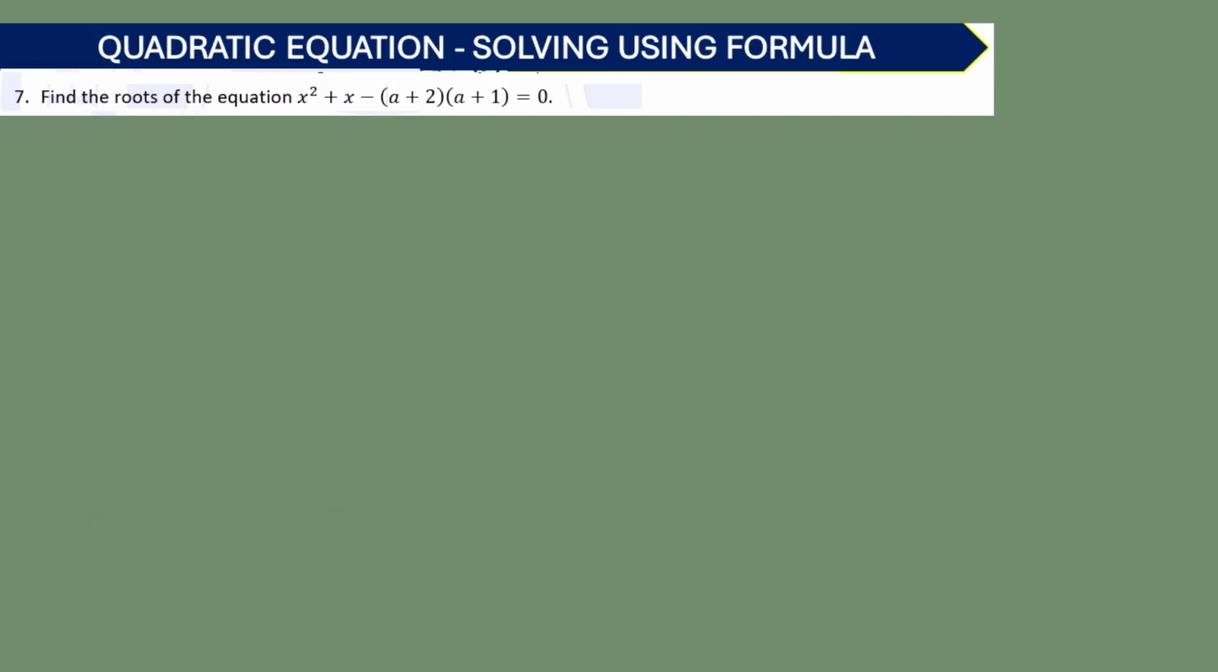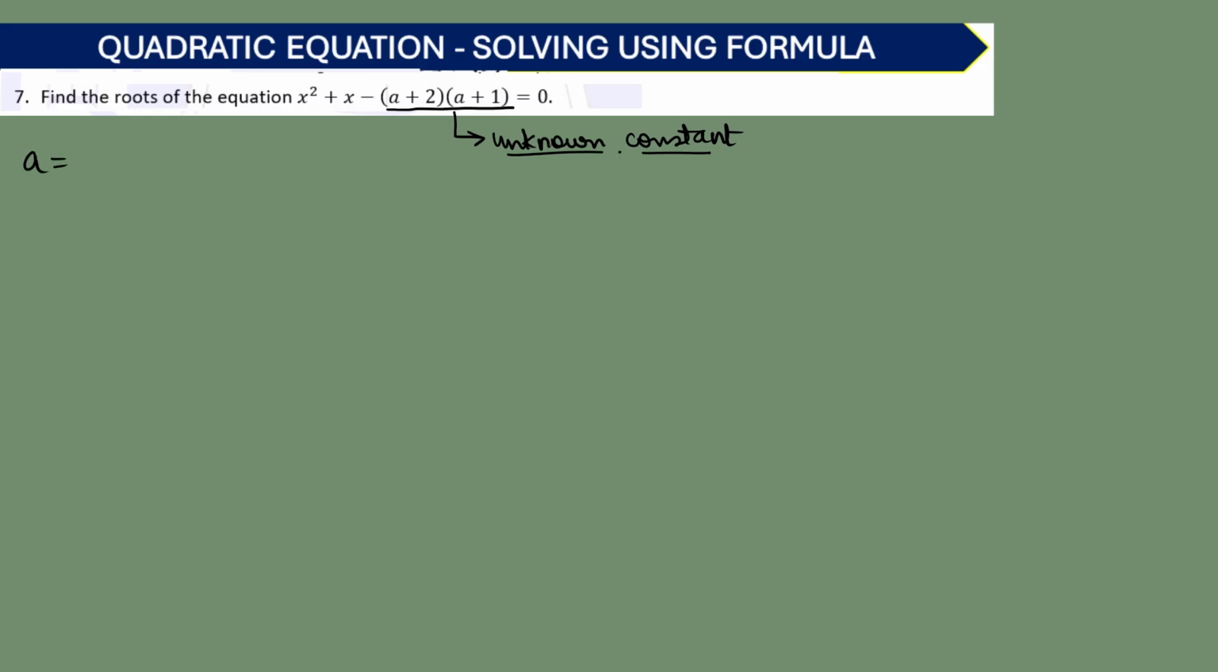Now they have asked us, find the roots of the equation x square plus x minus a plus 2, a plus 1. Here remember, a plus 2, a plus 1 does not have any x with it. So this is your unknown constant. Alright. Okay. So let us take it from here.